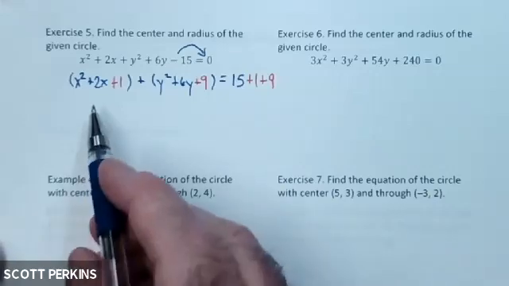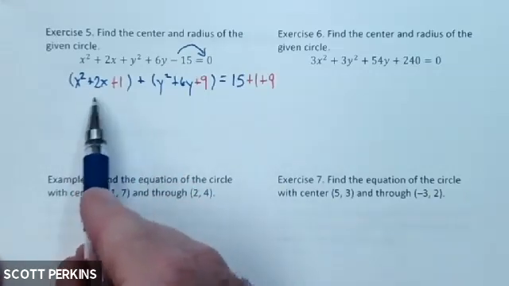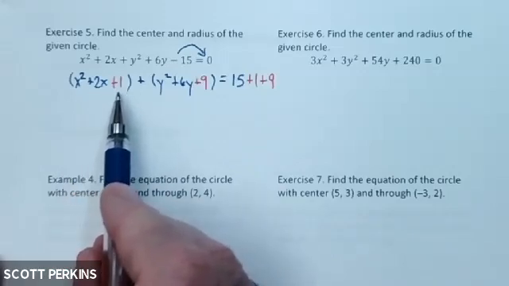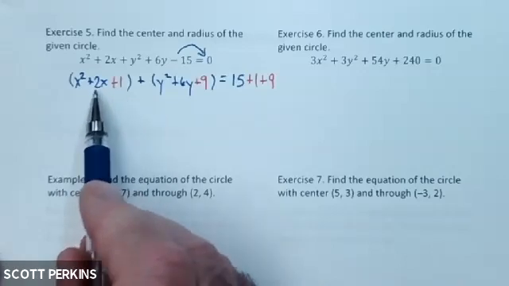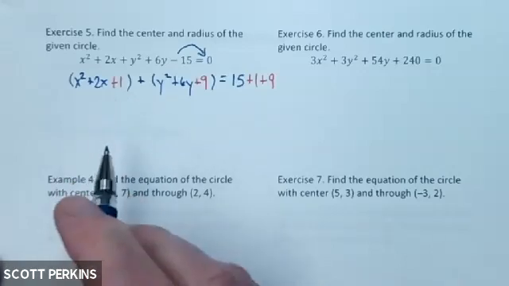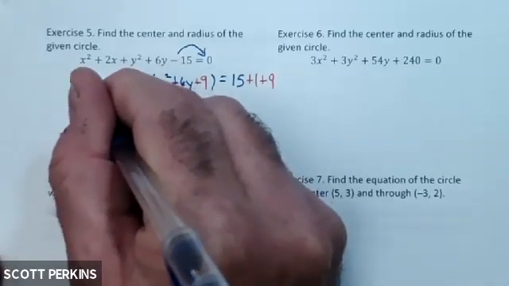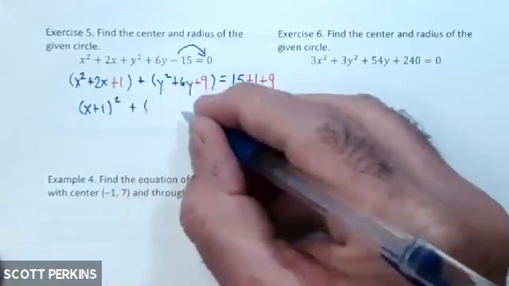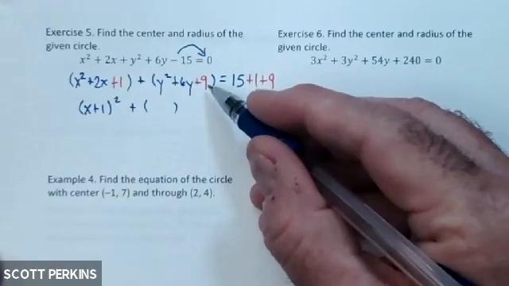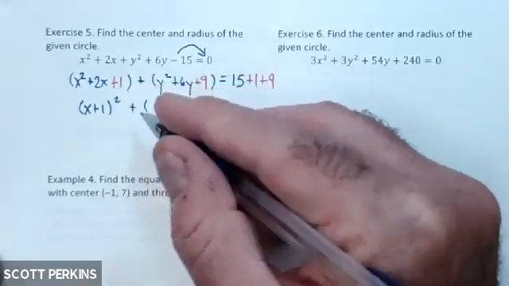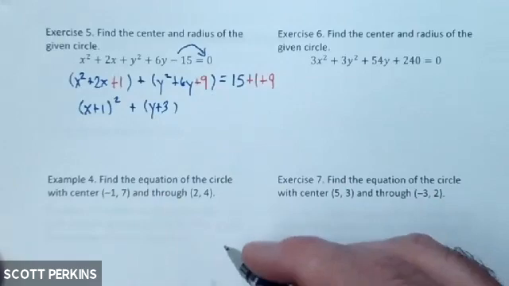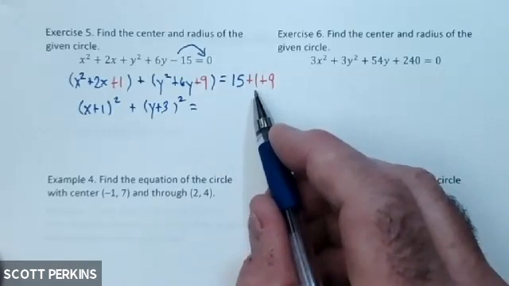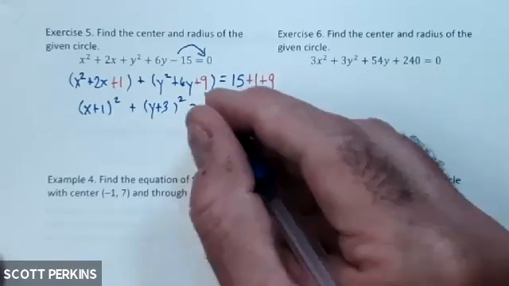And now the good news, the reason it's called completing the square is because now what we have is what's called a perfect square trinomial. And what that means is when I factor it, the two factors of 1 that add up to 2 are plus 1 and plus 1. So I end up with x plus 1 squared is my result. Same thing with the y's. The two factors of 9 that are going to add up to 6 are plus 3 and plus 3. So I have y plus 3 squared. And then 15 plus 1 is 16, plus 9 is 25.